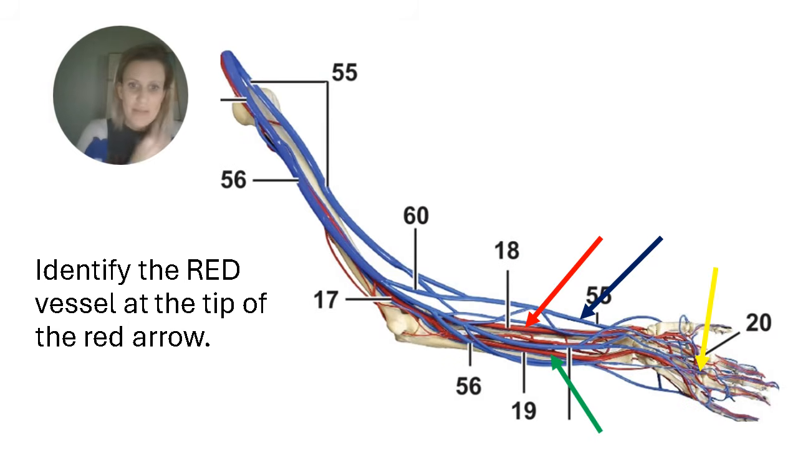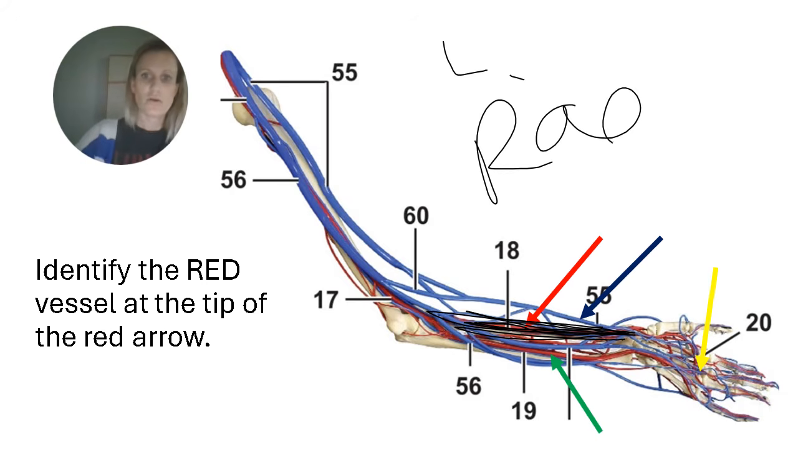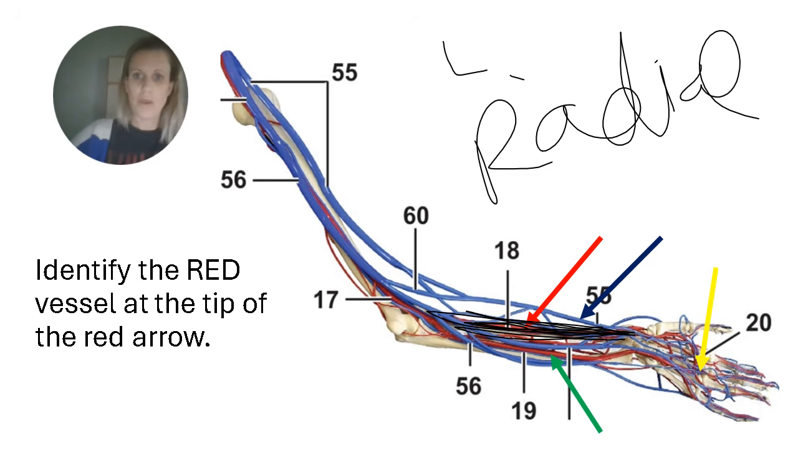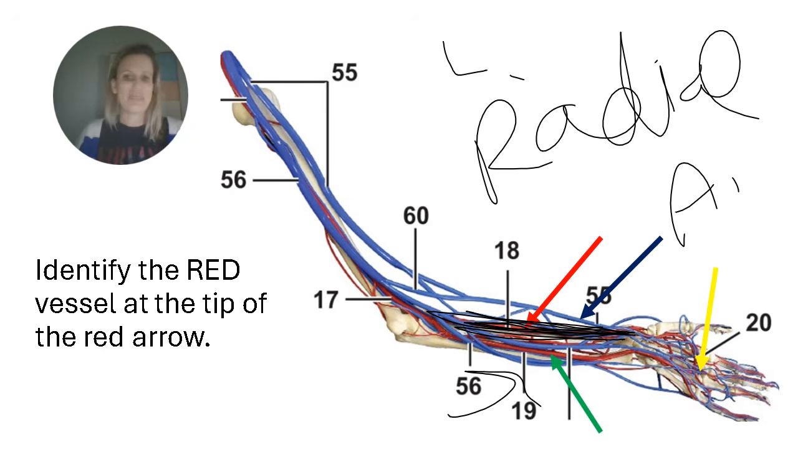The red vessel at the tip of the red arrow. So here we're talking about the artery that's going down the forearm, and this is on the thumb side. Remember, that's where the radius is. So this is the left arm, so it's the left radial artery. What would it be called if it was coming down the pinky side? That would be the left ulnar artery.